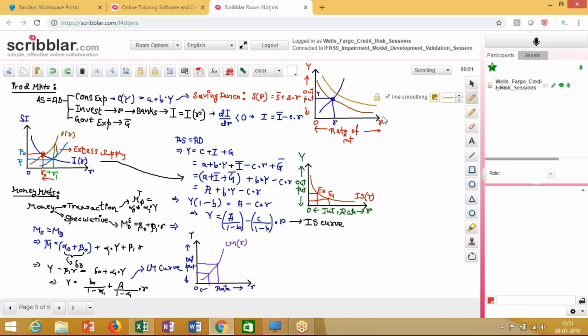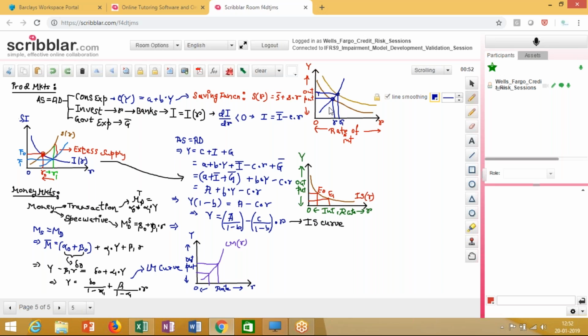Now from the economy's perspective, what will happen the moment this happens, right? The rate of interest in the economy will go up. Let's say R1, right? So over here, the output in the economy also goes up.